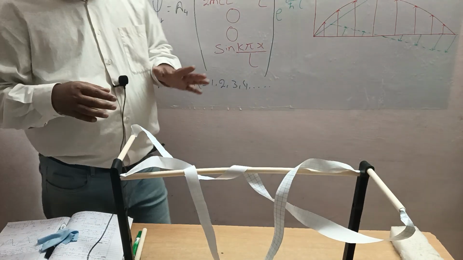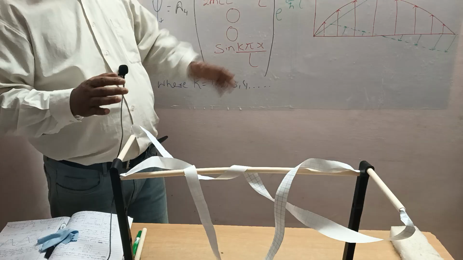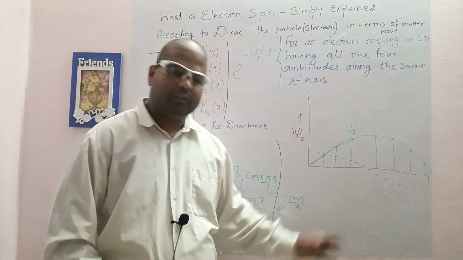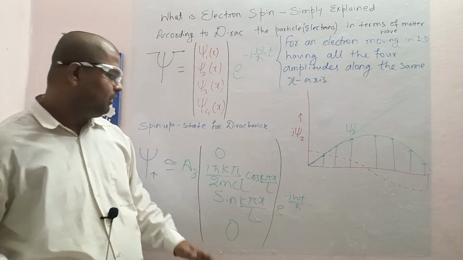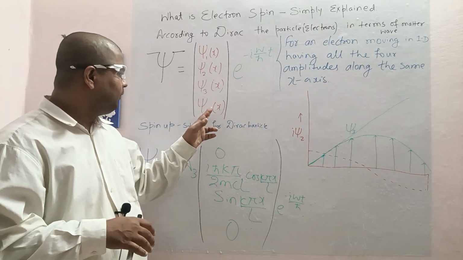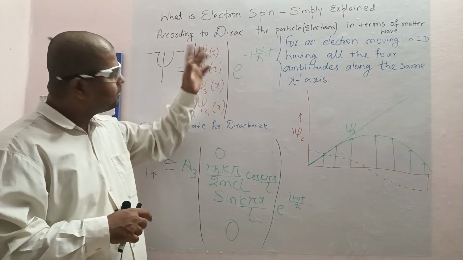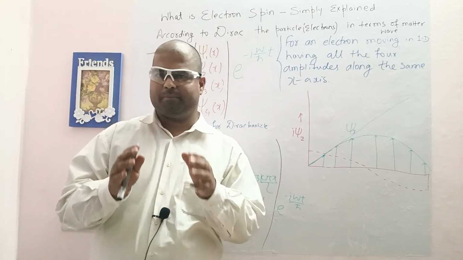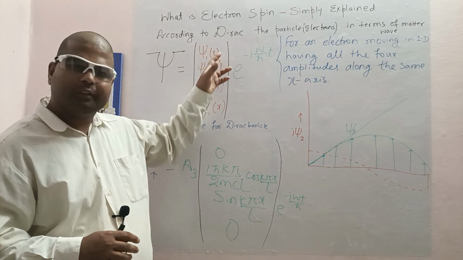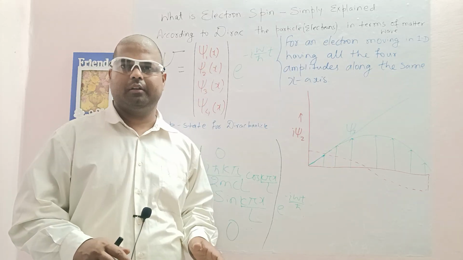Understood? That's the spin down state for an electron according to Dirac. Pause it. Earlier, you saw that in a spin down state, the fourth component was bigger, vibrating in a larger amplitude, and the first one was smaller, vibrating with a smaller amplitude. And imaginary also means 0.